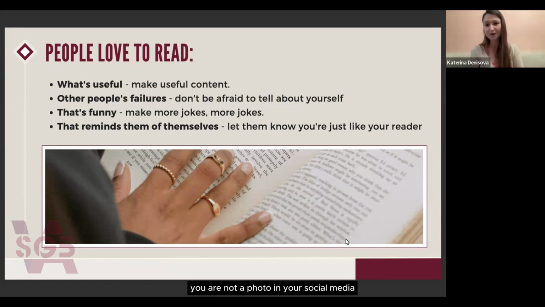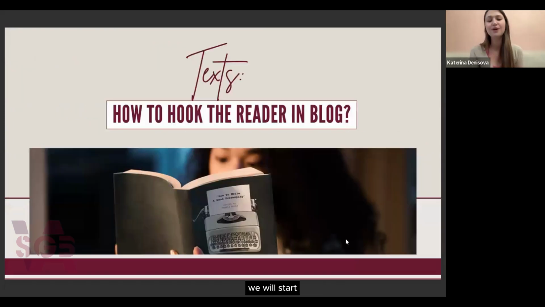You are not a photo in your social media. You are changing. You are a real human being. So show your changes. We will start with the beginning: how to hook the reader in the blog from the very first phrase you post.